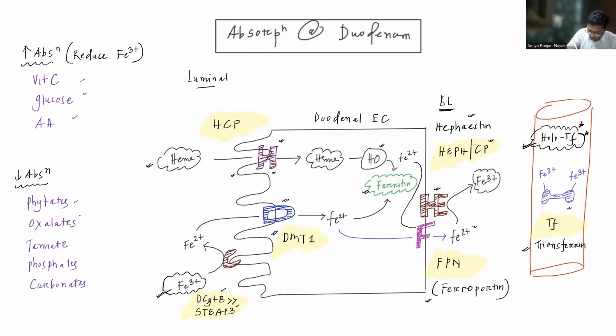Okay, so phytates, oxalates, tannates, phosphates, and carbonates. These are all negatively charged. They will try to bind to iron molecule, and that's how they prevent the absorption. So that is all about the absorption. Now we'll see, so this is about the duodenal epithelial. Now we'll see what is happening in the macrophages.